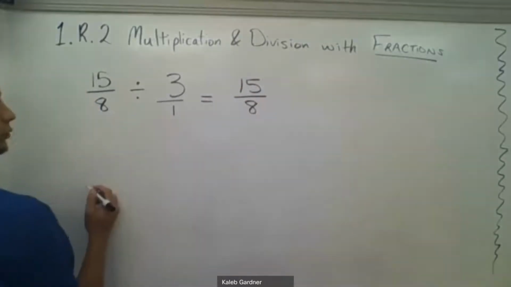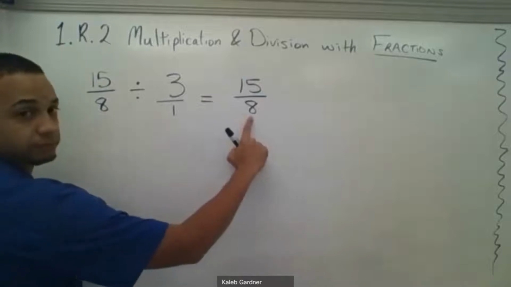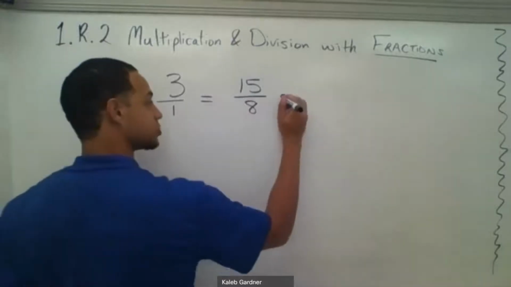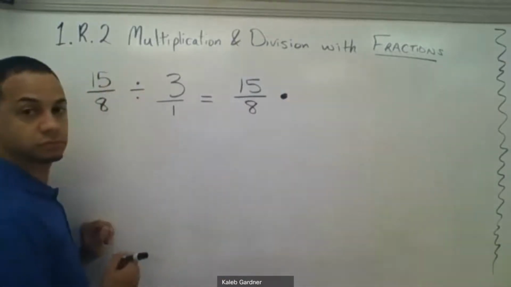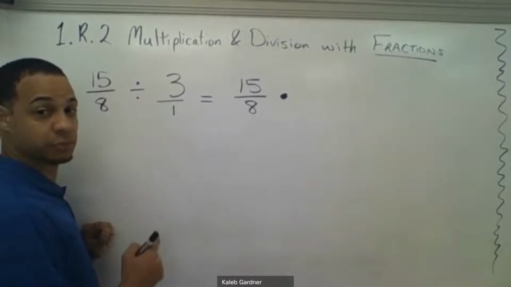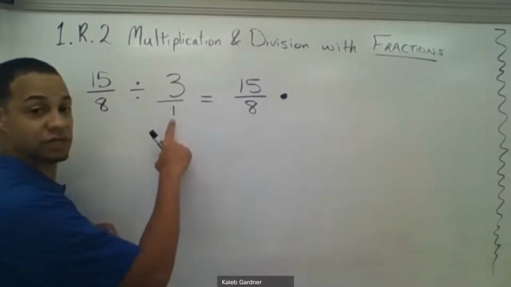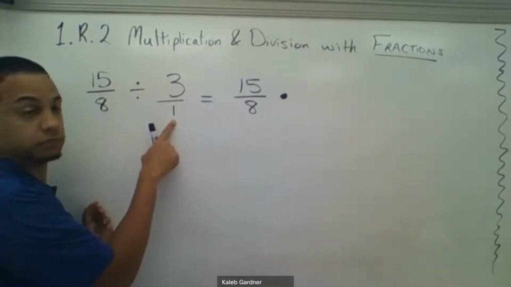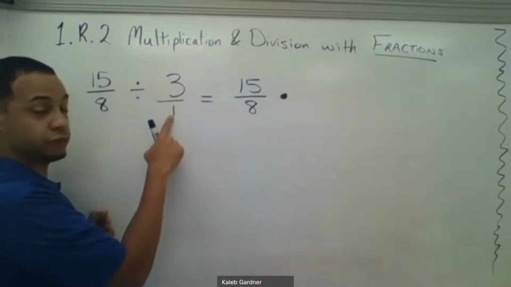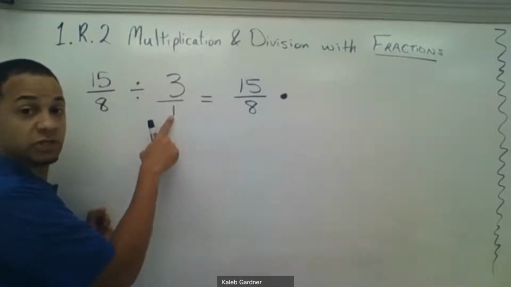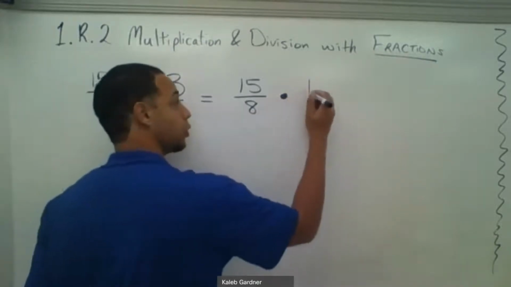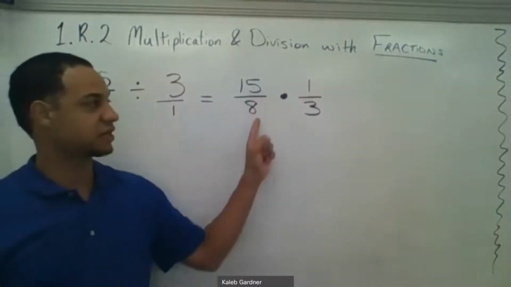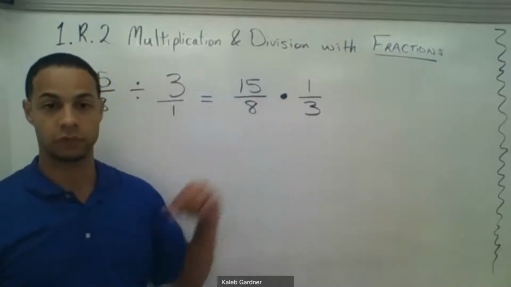When dividing, we want to keep the first fraction, change the division sign to multiplication, and then take the reciprocal of the second fraction. Or some would say the denominator, because it is. So the reciprocal of 3/1, we've already learned what a reciprocal is, right? Just flip it upside down. 1/3. Okay. So 15/8 times 1/3.